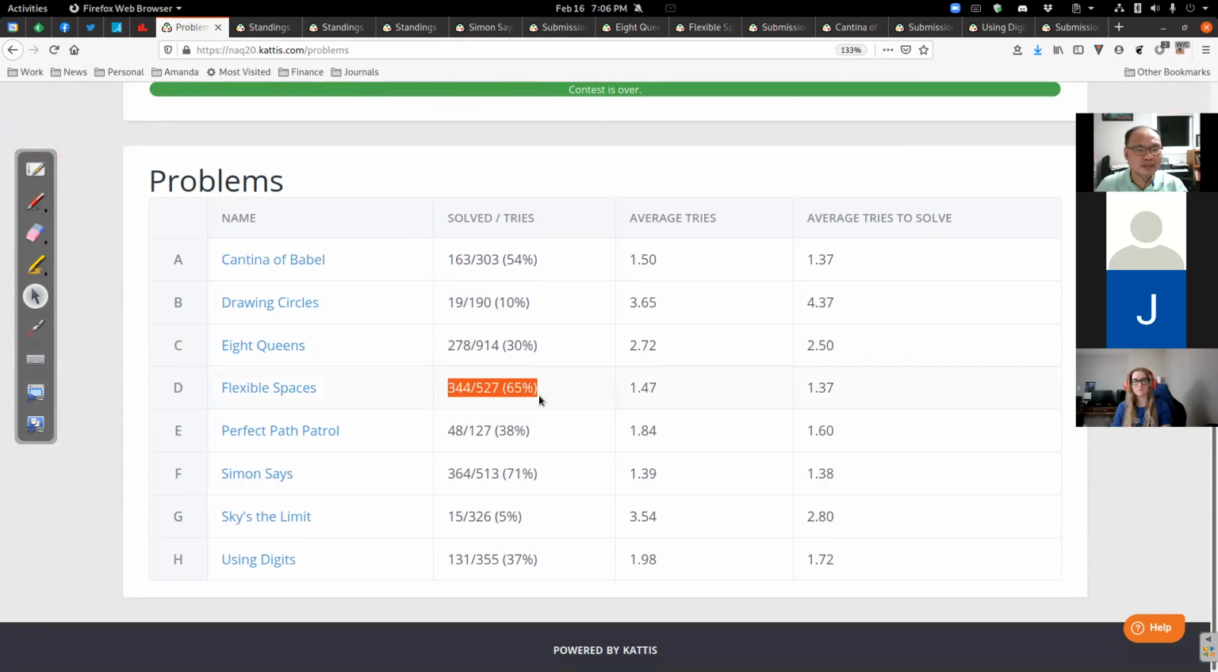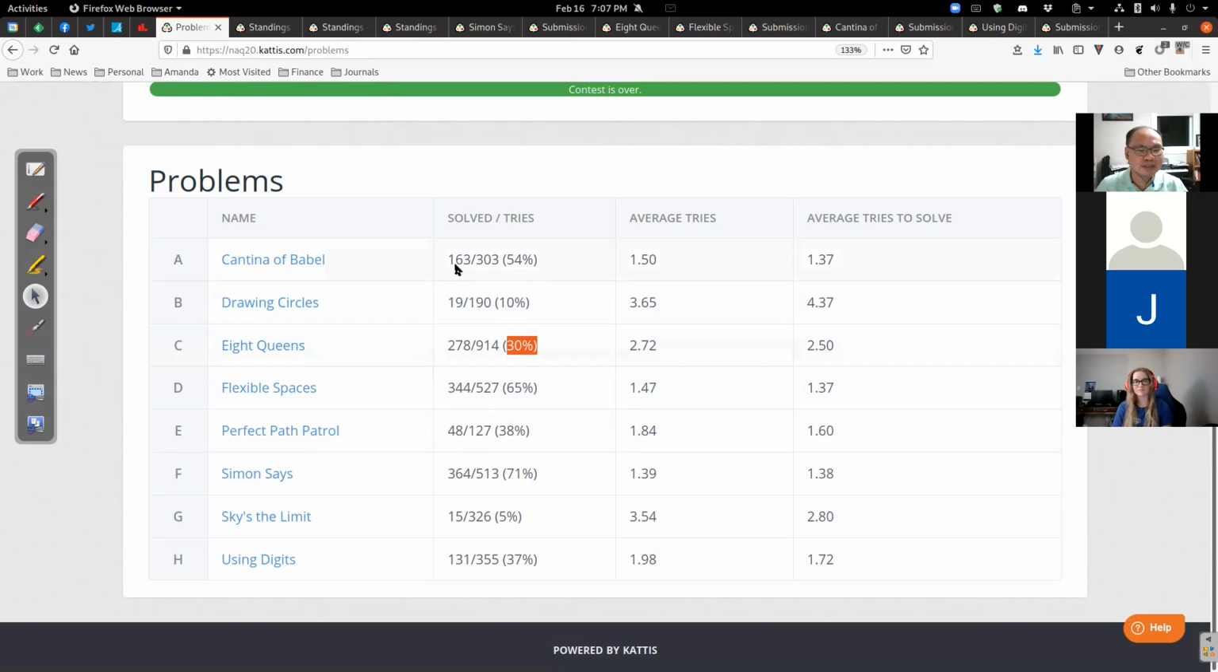344 correct for flexible spaces. 8 queens is a mixed, popular one, but you also have to notice that many of you failed the first time. I think maybe all of you, because there's one tiny but tricky case that maybe you didn't think about. So even though lots of teams solved it eventually, it was not as successful as the other one.